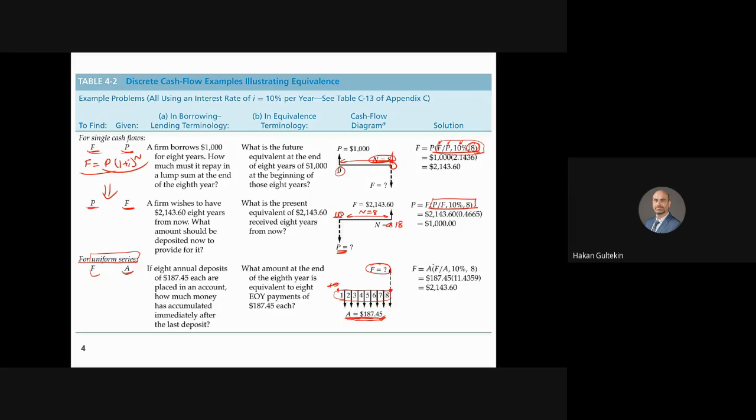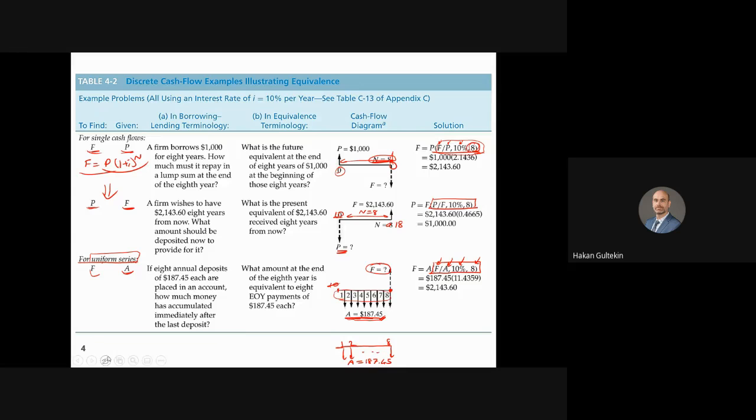Okay. If this is the case, we use this factor, which is, A given, we want to find F, with an interest rate of 10%, and the number of periods or number of payments is 8. Now, let me ask you another question, or let me give you another example. The same example, actually. Okay, this is 1, 2, up to 8. And this is A equal to this same amount.